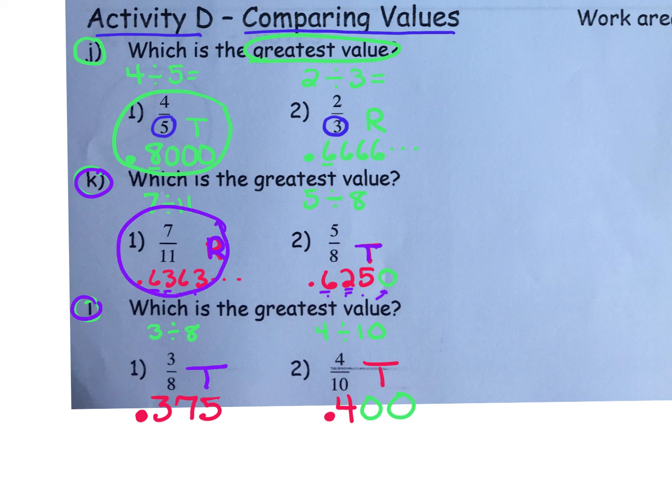And lastly, in letter L, for number 1, we get 0.375, a terminating decimal to the thousands place. For number 2, we get 0.4. Add a few zeros just for comparison purposes. The bigger value is 0.400, or 4/10. What's true for the decimal equivalents will be true for the fractions. This concludes the bottom of page 18.